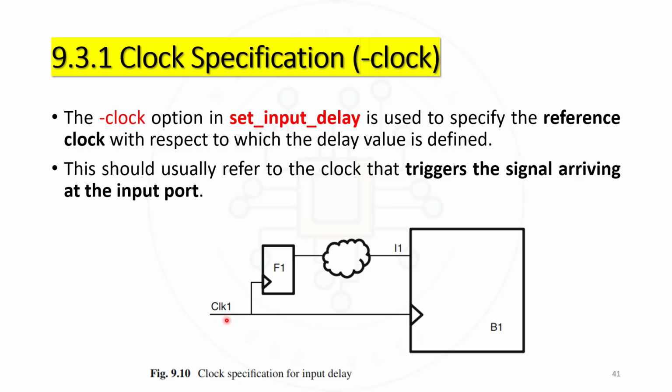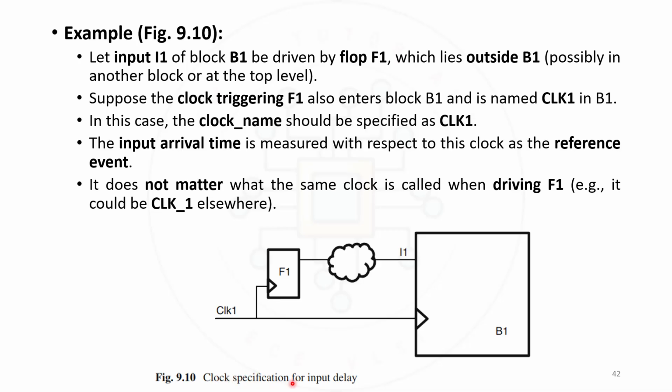You can see this clock 1 is connected to both flip flop 1 and the flop which is present within our block B1. That's why we are giving -clock followed by this name. Suppose this is not connected to a flop in block B1, there is another concept called virtual clock. We will see that in the upcoming slide. You can see this particular figure, clock specifications for input delay. Let input I1 of block B1 be driven by flop F1. So this input I1, which is part of block B1, is driven by flop F1, which lies outside B1, so possibly in another block or in the top level.